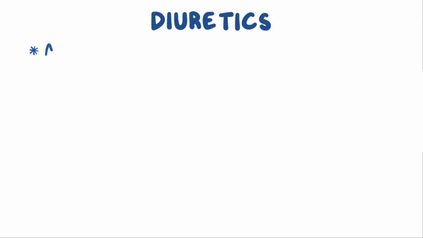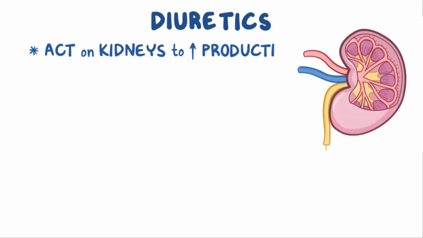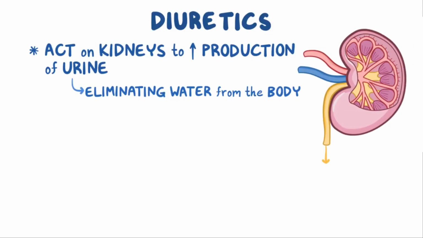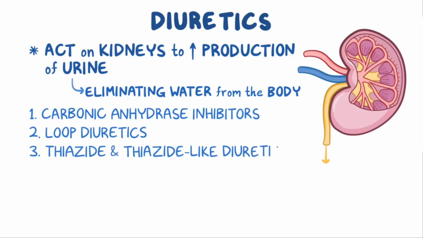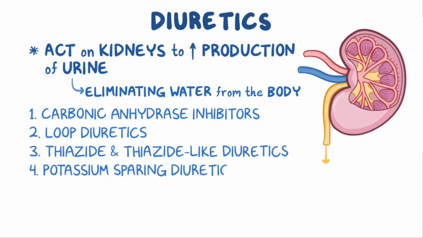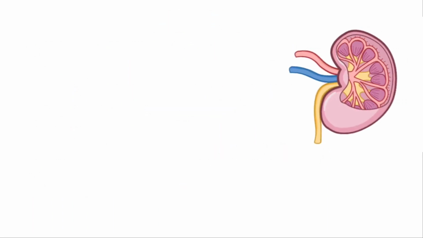Diuretics are medications that act on the kidneys to increase production of urine, and therefore elimination of water from the body. There are 5 main types of diuretics: carbonic anhydrase inhibitors, loop diuretics, thiazide and thiazide-like diuretics, potassium-sparing diuretics, and, last but not least, osmotic diuretics, which we'll get intimately acquainted with during this video.